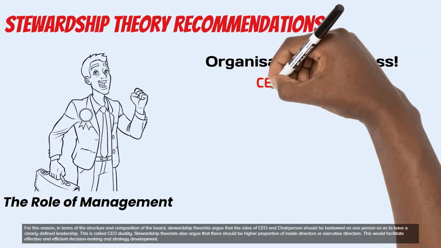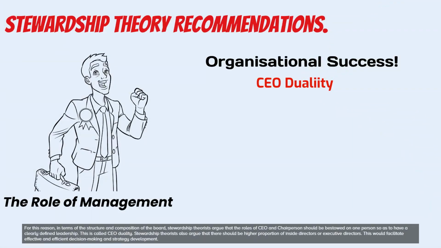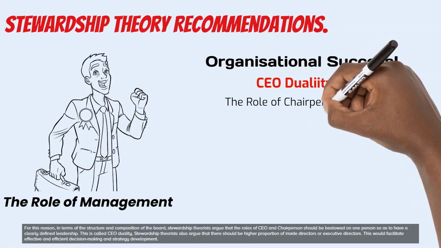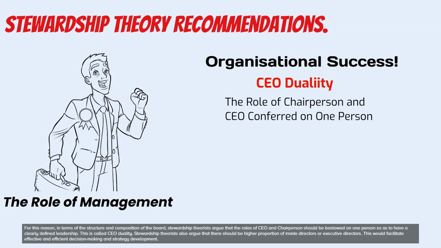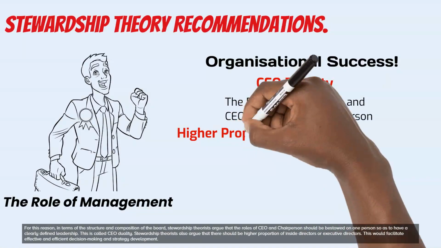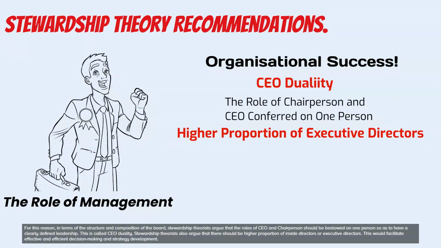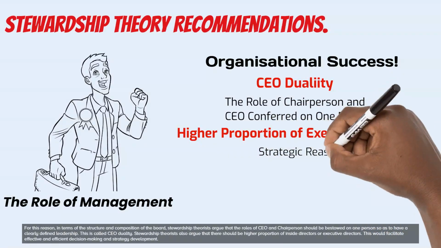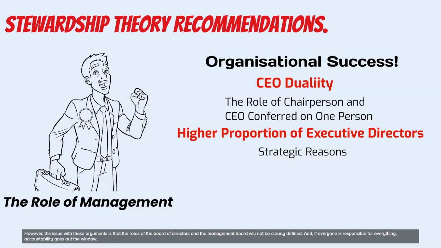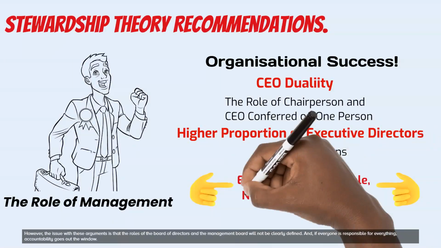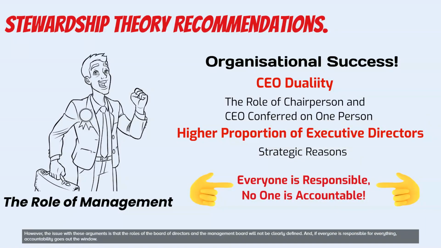For this reason, in terms of the structure and composition of the board, stewardship theorists argue that the roles of CEO and chairperson should be bestowed on one person so as to have a clearly defined leadership. This is called CEO duality. Stewardship theorists also argue that there should be a higher proportion of inside directors or executive directors. This would facilitate effective and efficient decision-making and strategy development. However, the issue with these arguments is that the roles of the board of directors and the management board will not be clearly defined. And, if everyone is responsible for everything, accountability goes out the window.